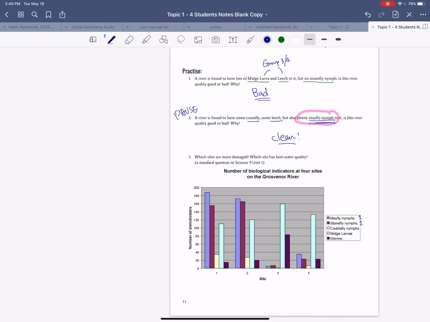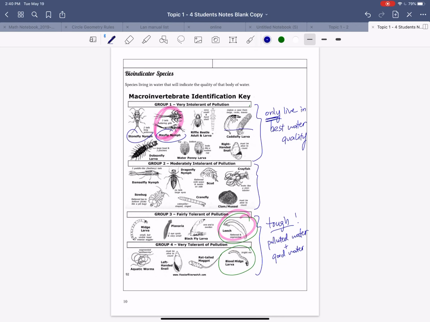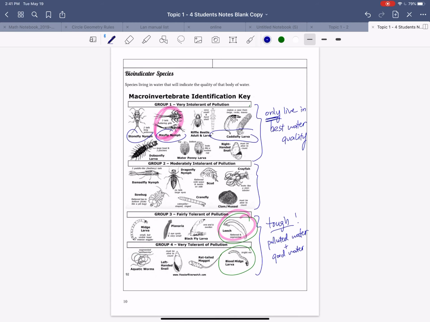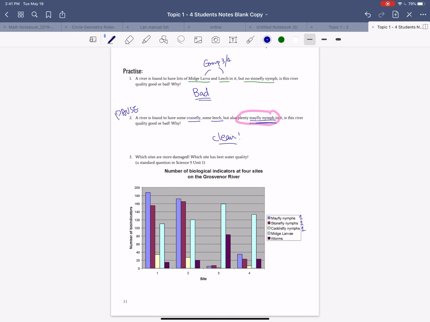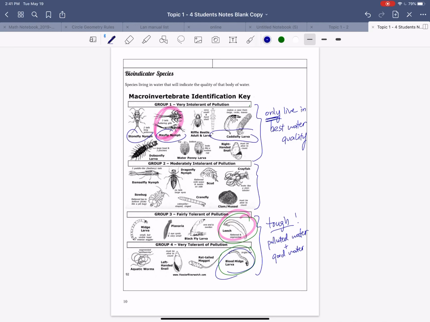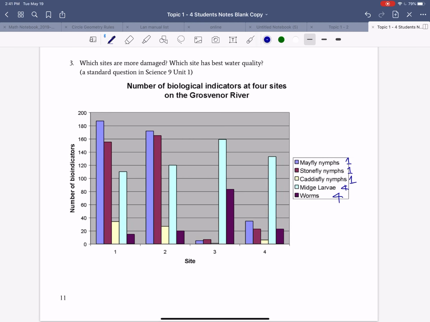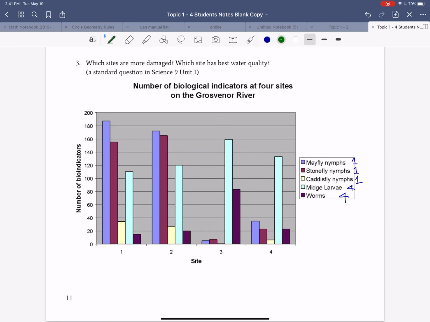So caddisfly nymph is like that. Okay, so caddisfly larvae, that's a good species too. Midge larvae. This one is group 4, and worms. Where are my worms there? Aquatic worms, okay? That's group 4 too. Great. So let's see which is the bad water, which is good water.